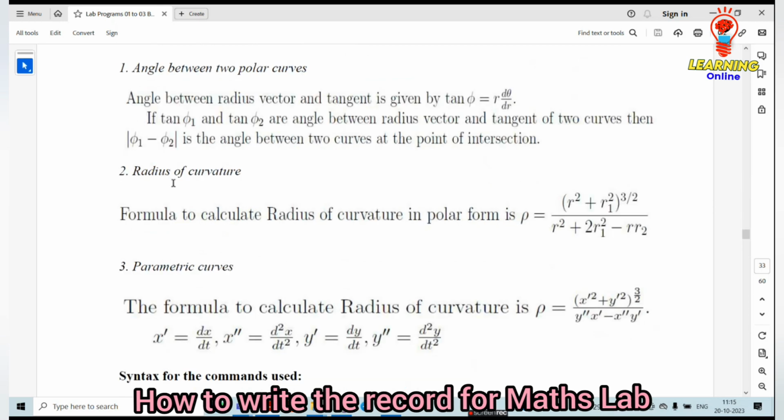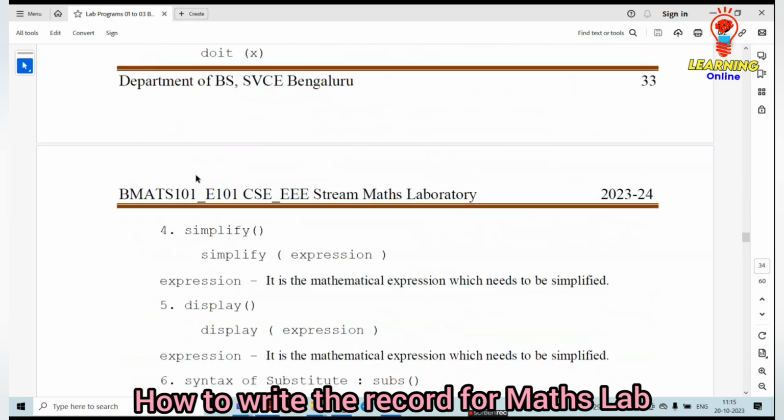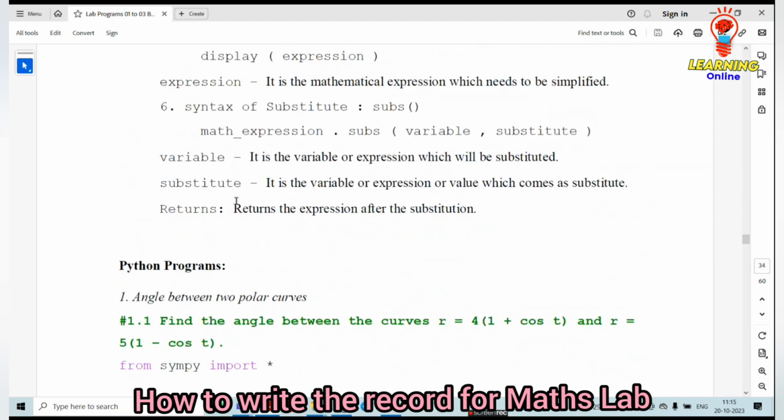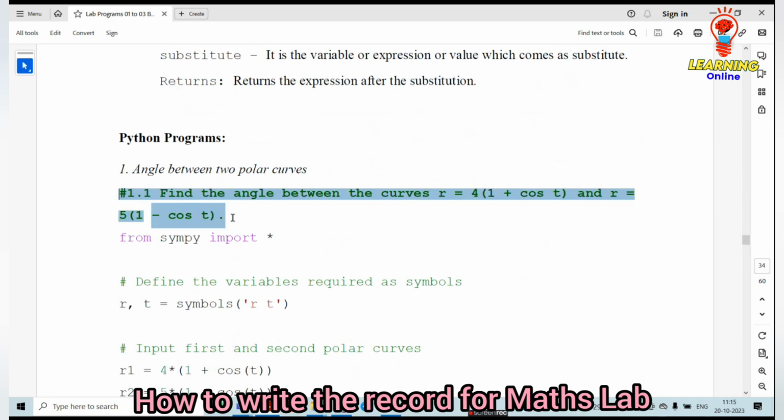Then the theory is mandatory to write for all the experiments, and the syntax is also required, because this is the theory concept only. Don't exclude this. Later, the allocated example: if it is example 1.1, write only example 1.1. If it is example 1.2, write only 1.2. The remaining are not required. Hope it is clear what you need to write from the record point of view.